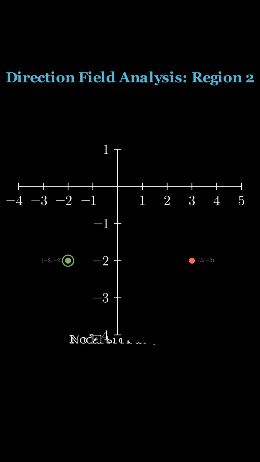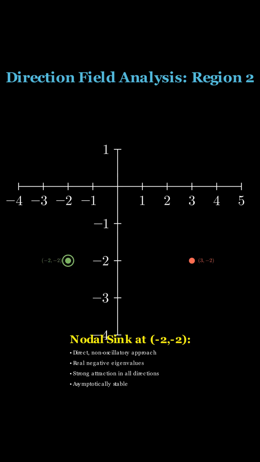The point -2, -2 is a nodal sink. All nearby trajectories flow directly toward this equilibrium without oscillation. This indicates real, negative eigenvalues in the linearized system. Nodal sinks are asymptotically stable and represent strong, direct attraction.